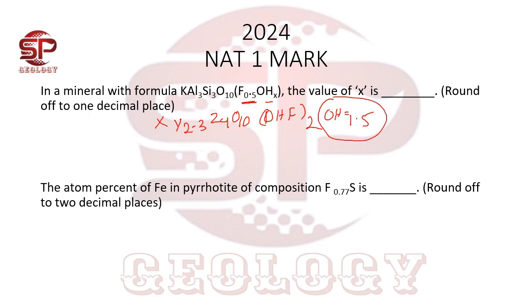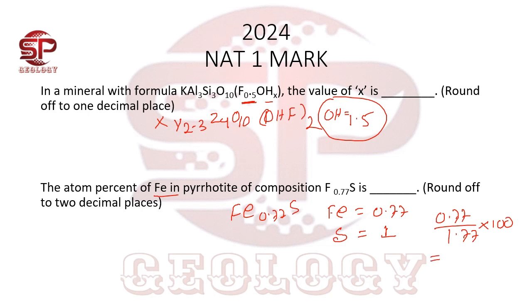Then the atom percent of Fe in pyrrhotite. The composition is given as Fe 0.77 S. So the number of atoms of Fe is 0.77 and the number of atoms of sulfur is 1. So the atom percentage of Fe will be 0.77 divided by 1.77 into 100, which will be 43.50.